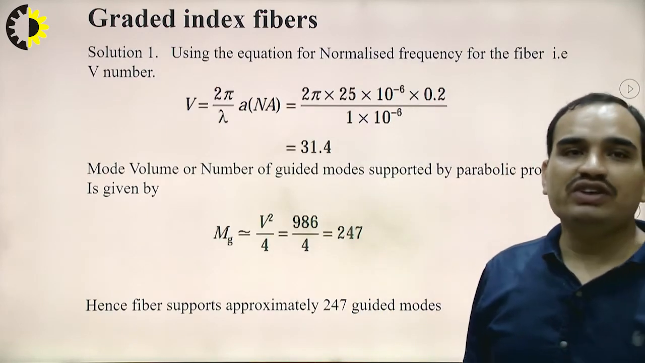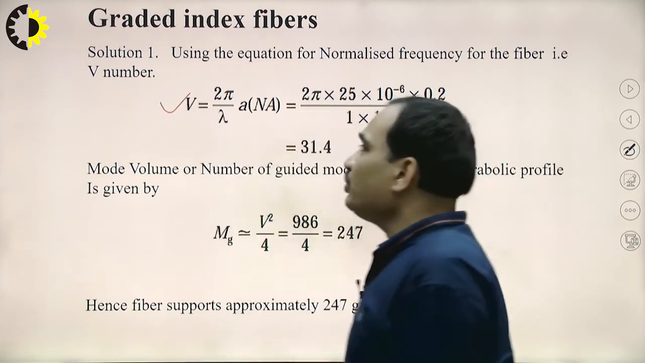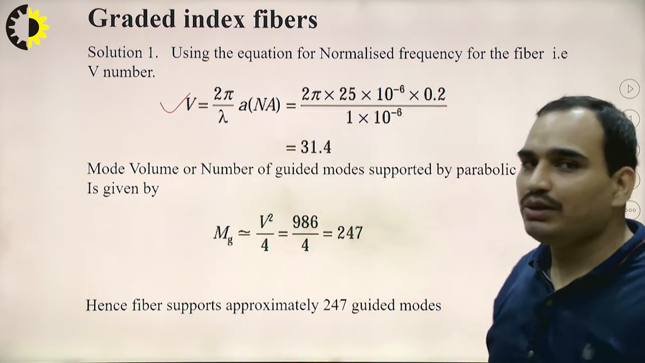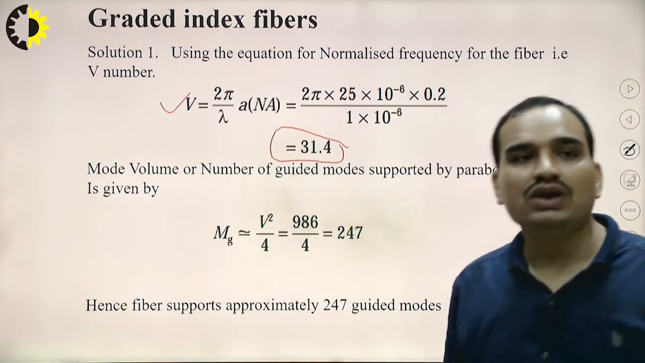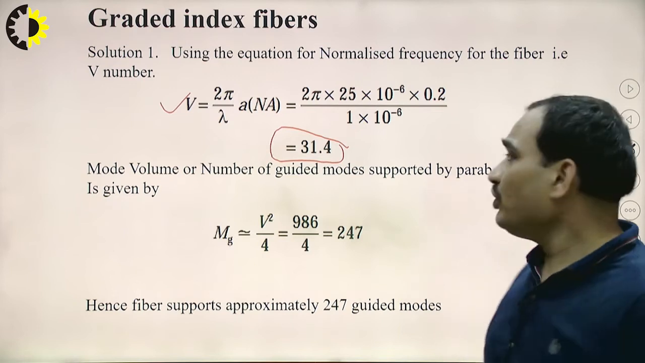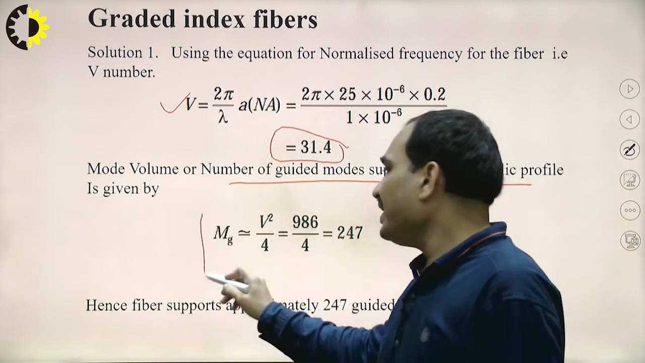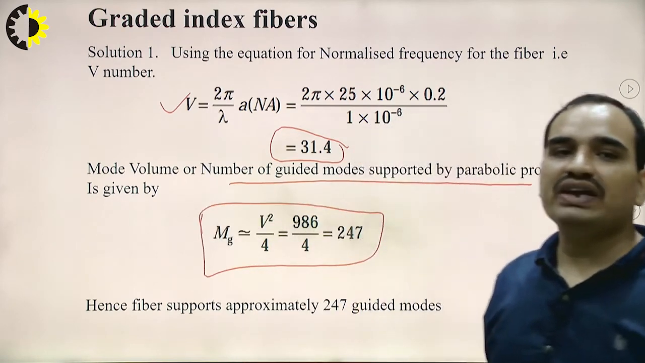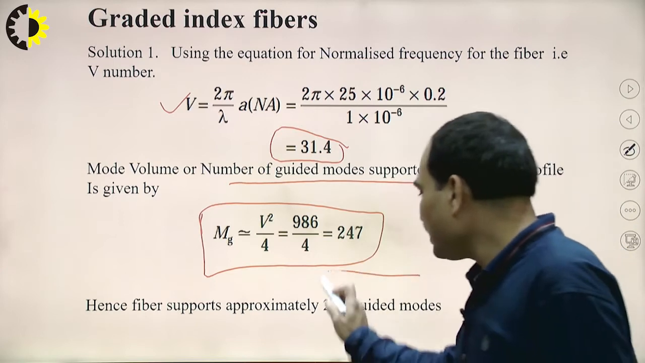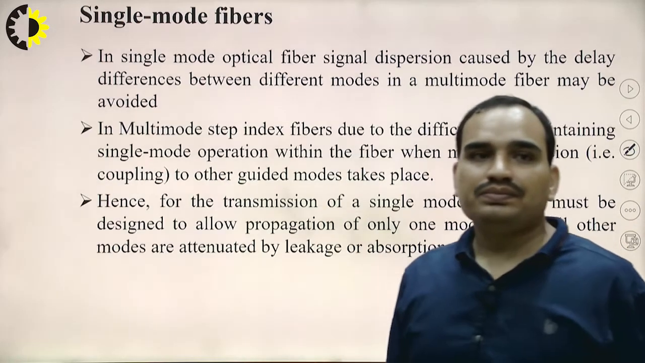Using the equation of the normalized frequency, first we have to calculate the normalized frequency. It is given by 2 pi by lambda times a times the numerical aperture. So substituting, we are getting a V number of 31.4. The mode volume, or the number of guided modes supported by the parabolic profile, can be calculated as V square by 4, that is 986 by 4. So we are getting 247 modes that can be supported by the graded index fiber.